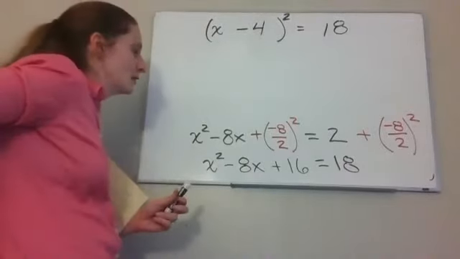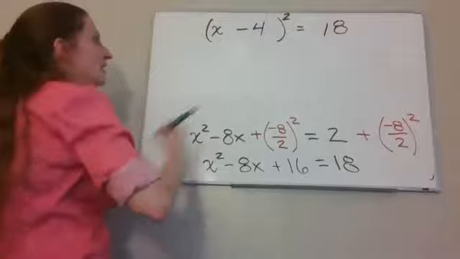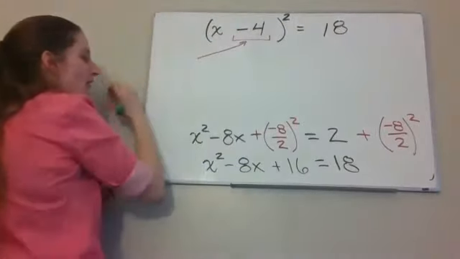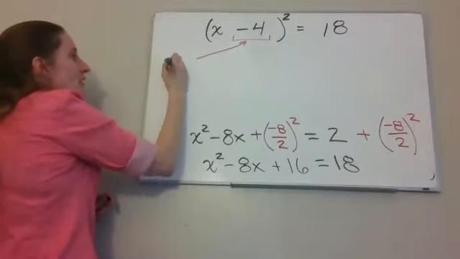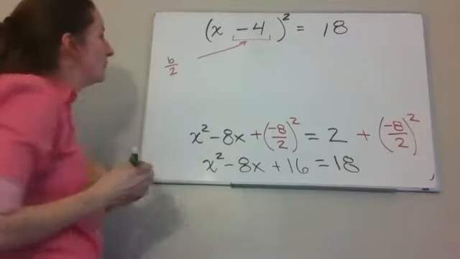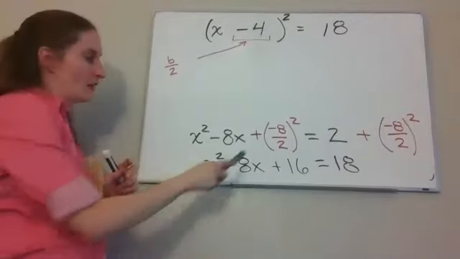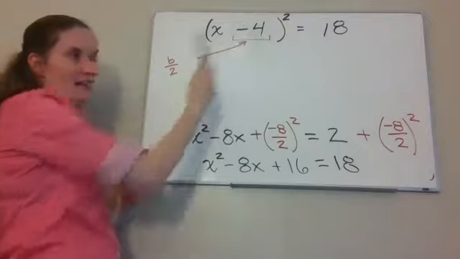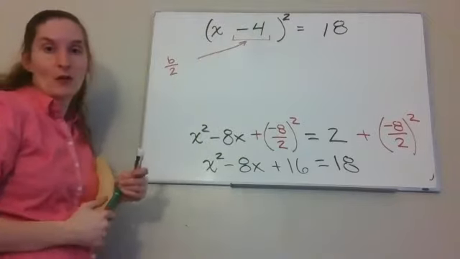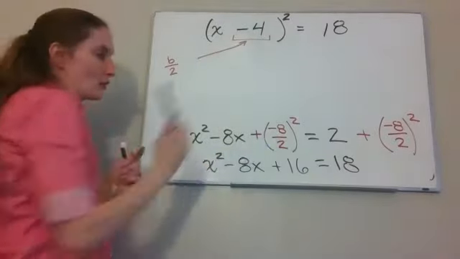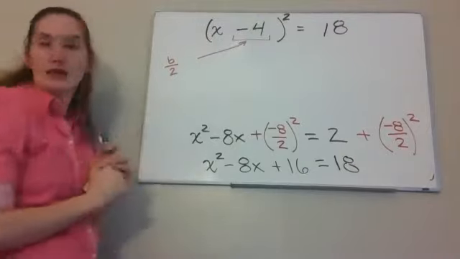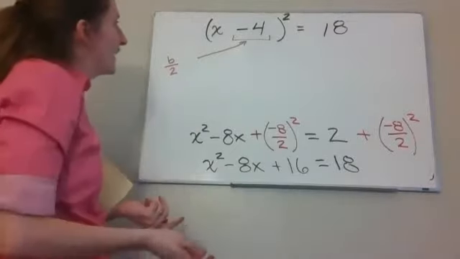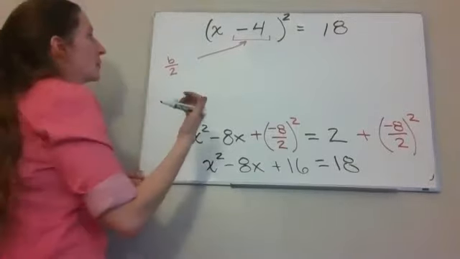This number that I put inside of my factored form is always going to be my b over 2 before I squared it. Notice I had negative 8 over 2, which is negative 4. That's what goes right there. So it's whatever you had here prior to squaring it that is your special number that goes in the factored form. Now that this is factored, I can solve it with my square root property.